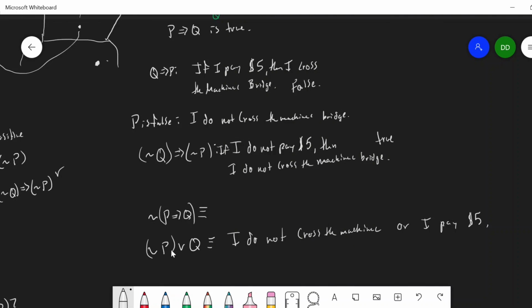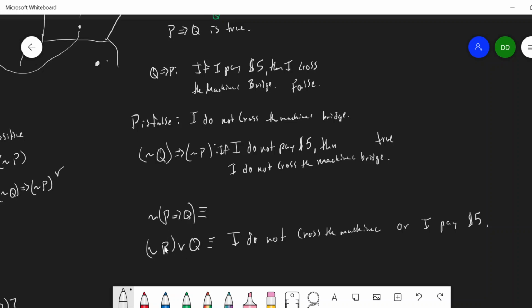But this is saying not P or Q. So those two cases boil down to this. Either I don't pay $5, that was one case. In that case, the implication's true, right? It doesn't matter what the conclusion is. Sorry, I said that badly. Let me rephrase this. Not P or Q.